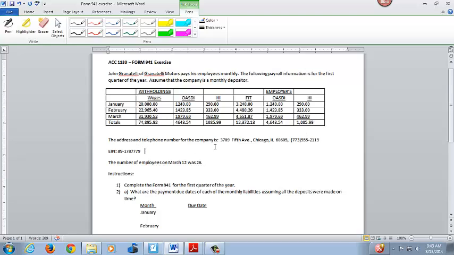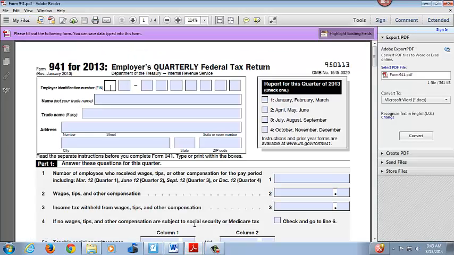I've given you the address and telephone number for the company, and their EIN number. And I've told you that the number of employees on March 12th was 26. So the first thing we're going to do is complete the Form 941 for the first quarter of the year. All right, let's go back to our 941. If you have that sheet of paper beside you, I'd probably print it out while I go through this so that you'll see where I'm pulling these numbers from.